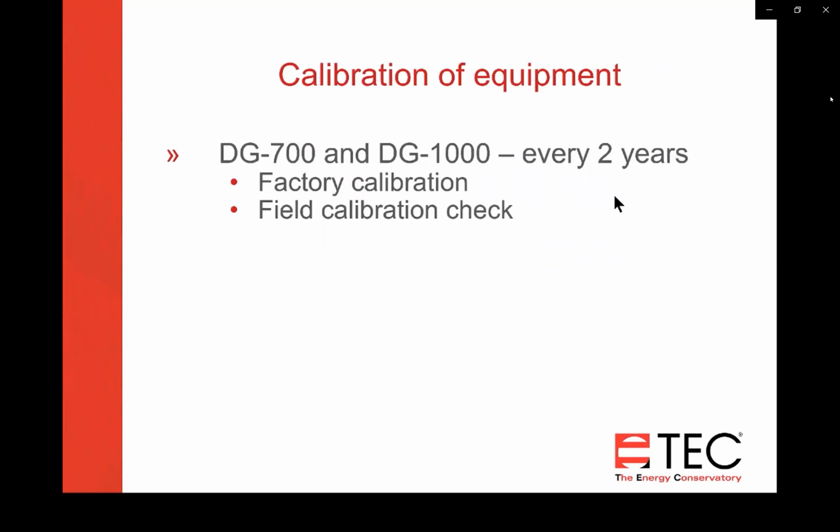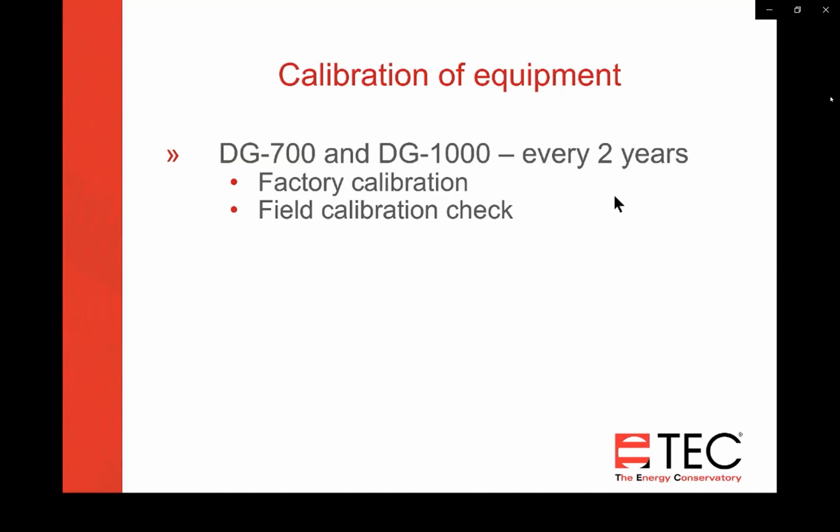Calibration of equipment. DG700 and DG1000, every 2 years we recommend a calibration, and we do that factory calibration at our factory. So you ship the gauges to us, and we do a calibration, and you get a report that shows what the calibration was when it came in and what the readings were when it went out.